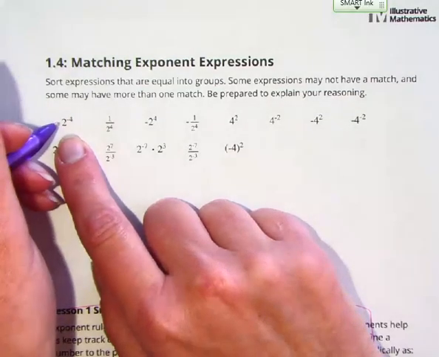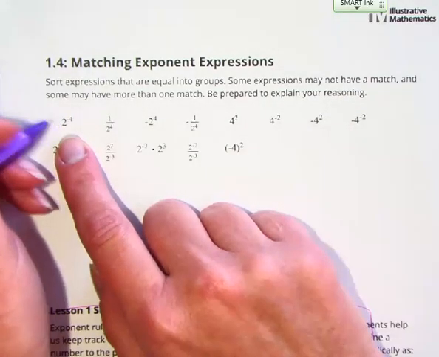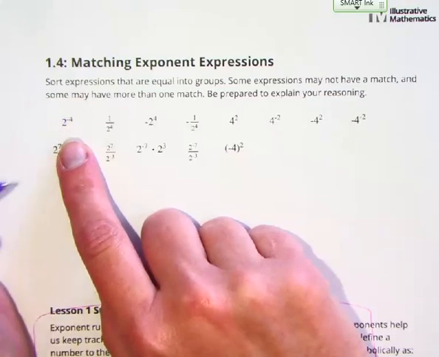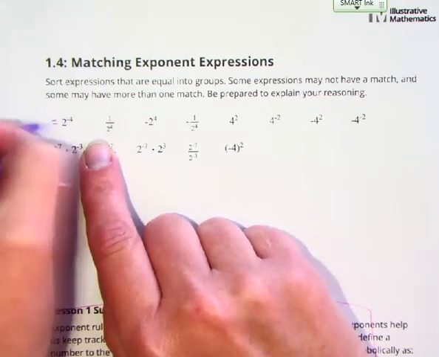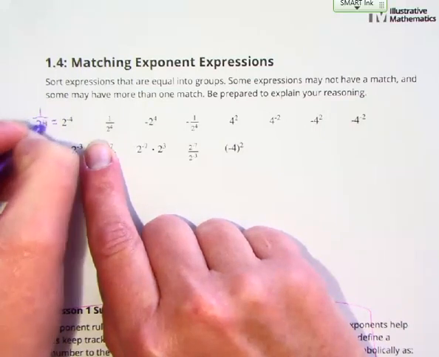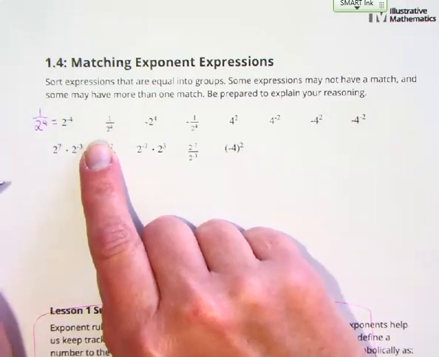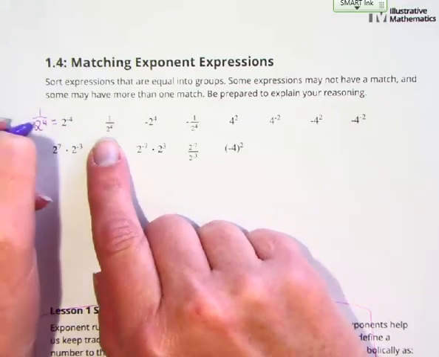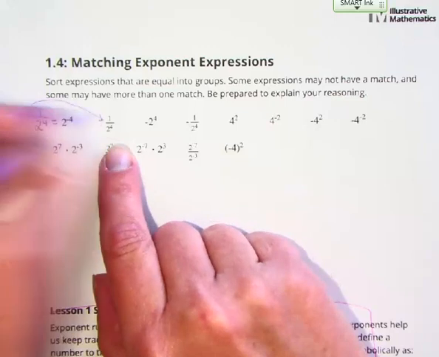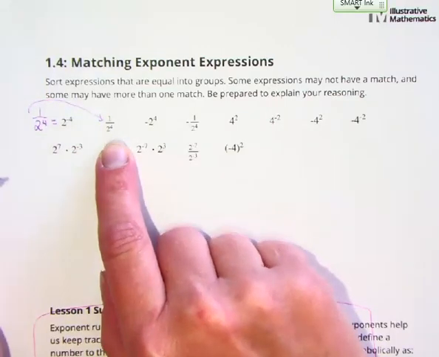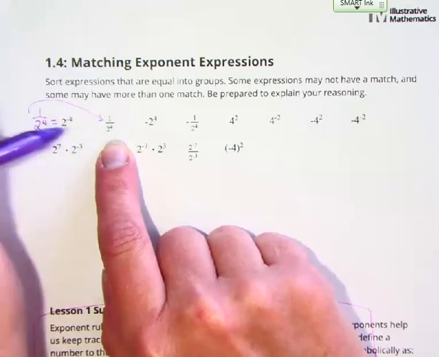2 to the negative 4. Oh, this might be an interesting one to start with, but that's okay. 2 to the negative 4. Remember, a negative exponent converts something to a fraction. So I'm going to put it like this, 1 over 2 to the 4th power. Well, I'm going to stop right there because I notice that that makes this one equal to this one. So these two must be pairs because I just rewrote it like this. So these two have to be the same value.